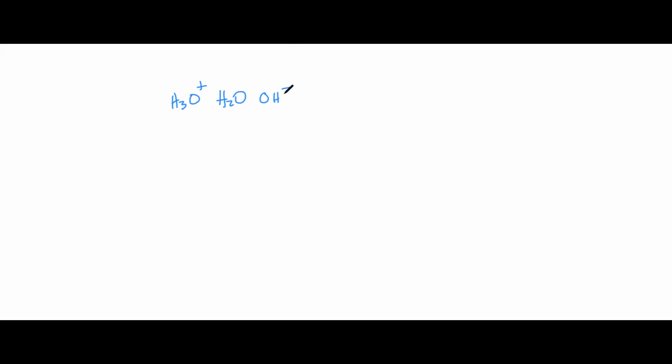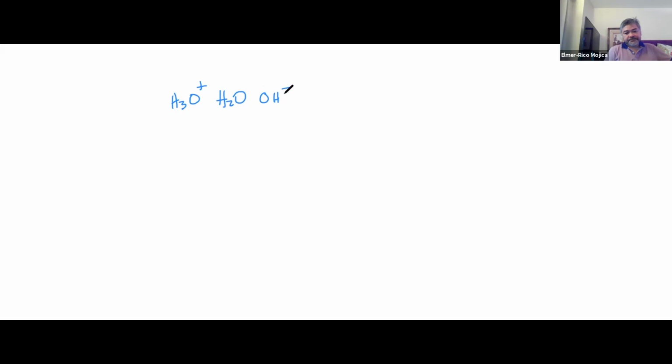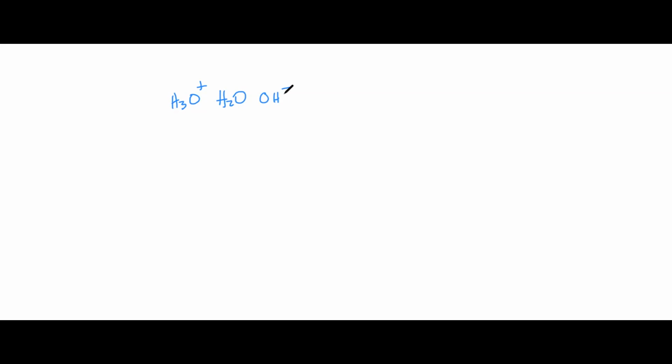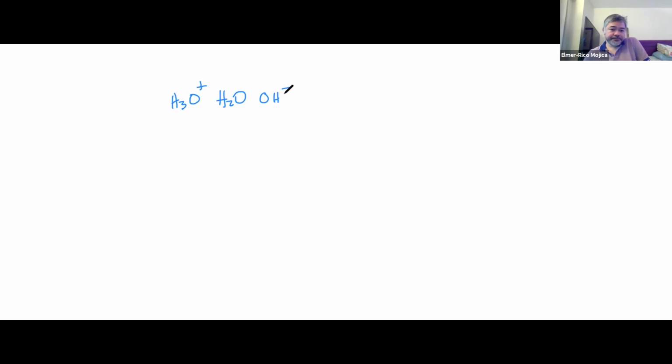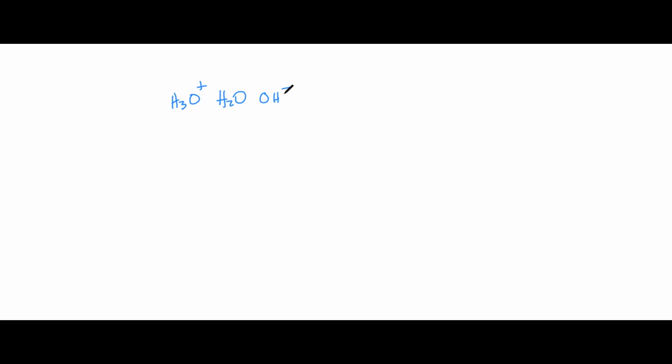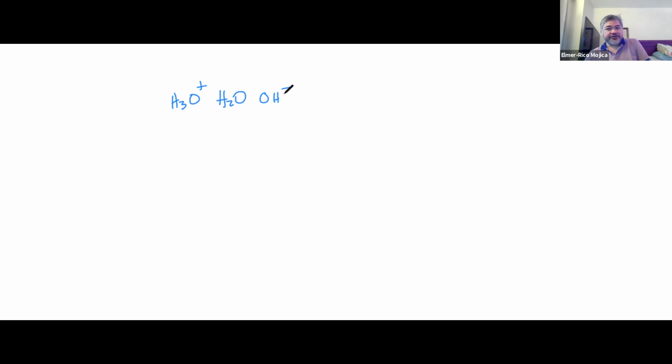Hey, Professor, I have a question. Is H3O plus a weak acid or a strong acid? It's an acid only. And that's the only strong acid that you see in solution. You don't see HCl as a strong acid in the solution. Why? Because what happened to the HCl when you dissolve it? It becomes H3O plus. So you don't see the HCl in the solution. What you see in the solution as the acid is the H3O plus.